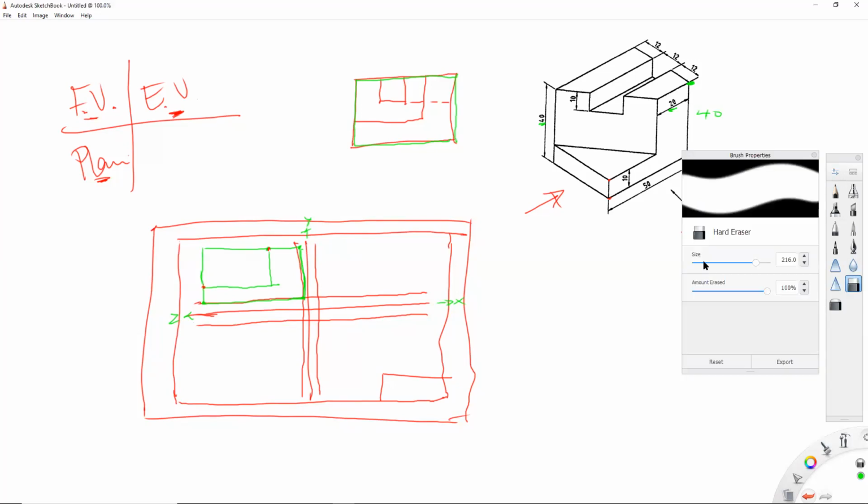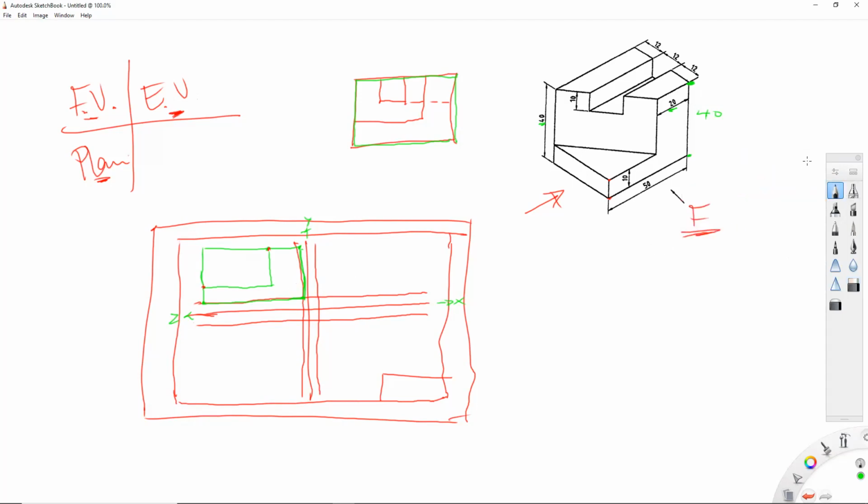From there, we can add this section, this place here, this one here, okay?